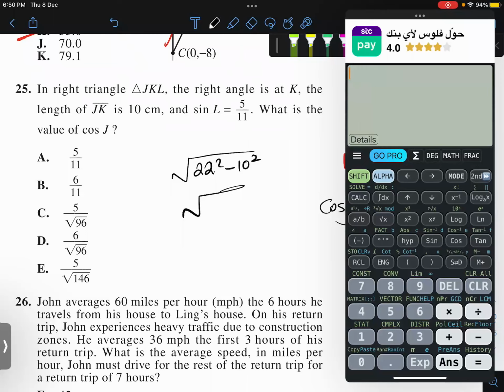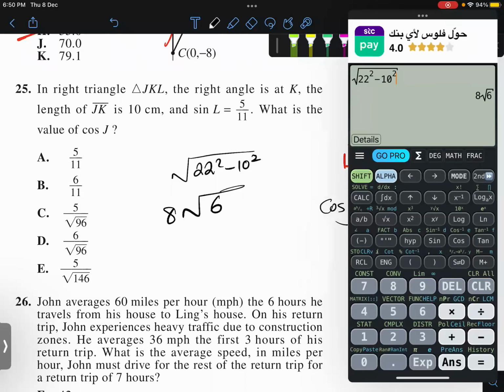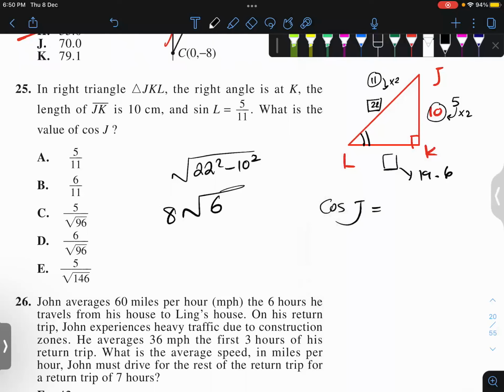Or you can multiply 64 by 6. Again, it's root 22 squared minus 10 squared, which is 8 root 6. Which one here is 8 root 6? Is it root 96? It's 4 root 6 after simplification. So the adjacent is 8 root 6, and this all over here is what?